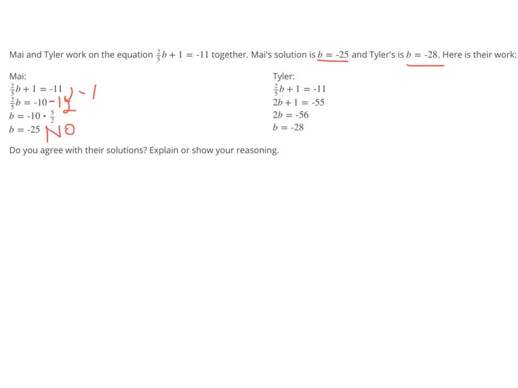And then Tyler also has an issue here. He multiplied both sides of his equation by 5 because he wanted to get rid of that denominator, but he forgot to do it to the 1. Like, he didn't actually distribute to everything inside of the parentheses. So he didn't do it correctly either. They are both incorrect.